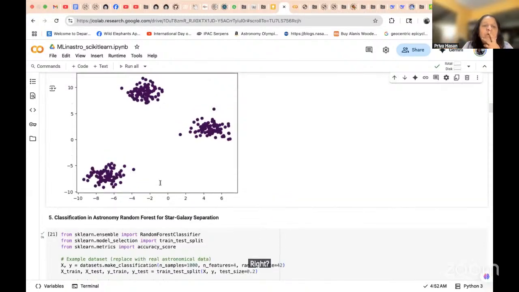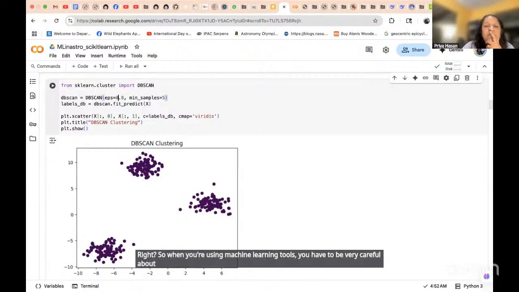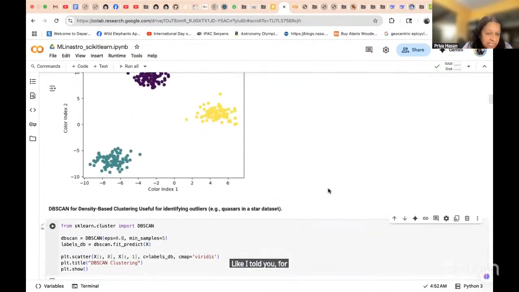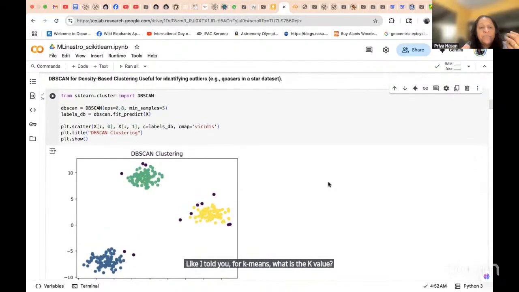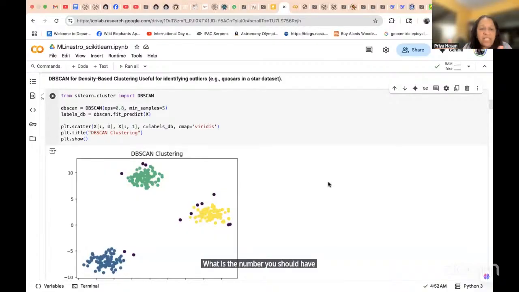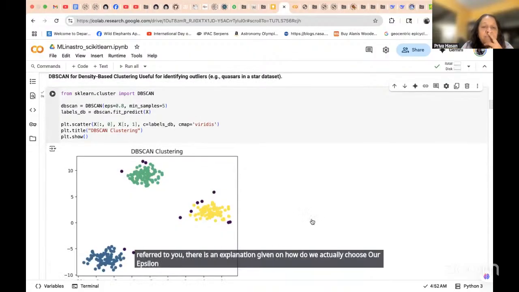Right? So when you're using machine learning tools, you have to be very careful about what values of these parameters you are taking. Like I told you for k-means, what is the k value? In dbScan, the important criteria is how do you choose your epsilon and how do you choose your minimum points. What is the number you should have? Say 5, 10, 20, 15. What is the number, and that's the crucial bit. In the paper which I had referred to you, there is an explanation given on how we actually choose our epsilon and minimum points.